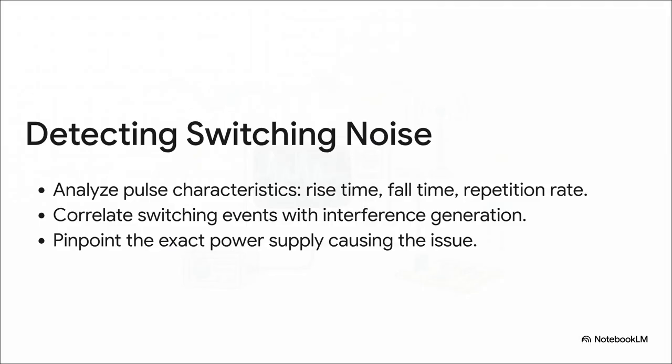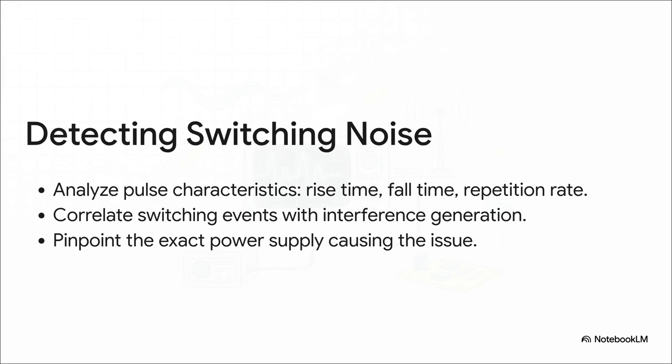Let's start with switching noise. Your spectrum analyzer might just show you this big, wide smear of noise. But an oscilloscope, it lets you see the individual pulses that are causing all the racket. You can measure things like how fast they rise, how fast they fall, and how often they repeat.